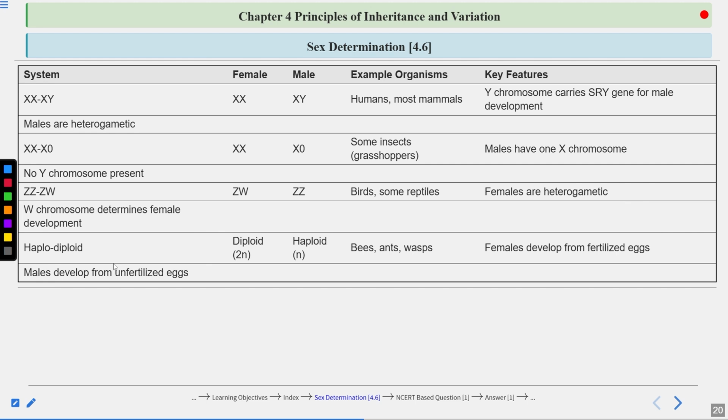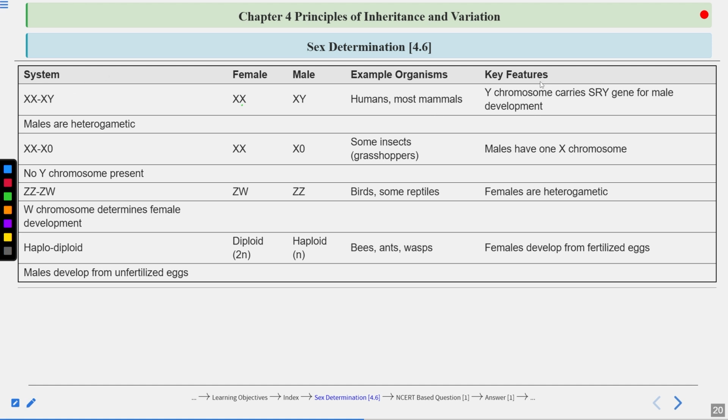Clear? So we talked about the sex determination system today. Let's summarize this entire lecture now. Okay. So we discussed the XX and XY system. Here the females are XX, males are XY. For example, you should remember humans and most mammals have the XX and XY type of sex determination system.